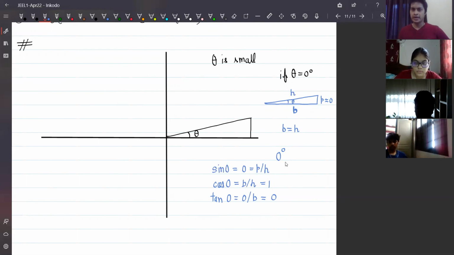And the rest of the ratios, you can write it like this. Similarly, if we have a very big angle like 90 degrees, it will be drawn like this. I'm just keeping this angle very close to, but a small value less than, 90 degrees, so that you can visualize the triangle.